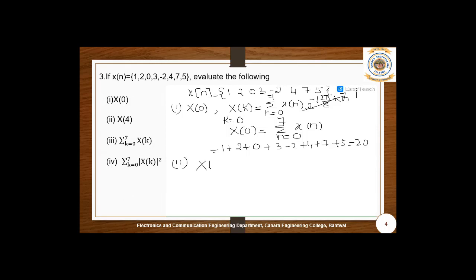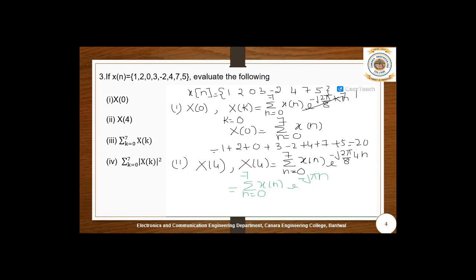Let us take the second problem. We need to find out x of 4. So x of 4 is given by summation n value varying from 0 to 7 x of n e to the power minus j 2 pi by 8 4 into n. That will give me summation n value varying from 0 to 7 x of n e to the power minus j pi n.